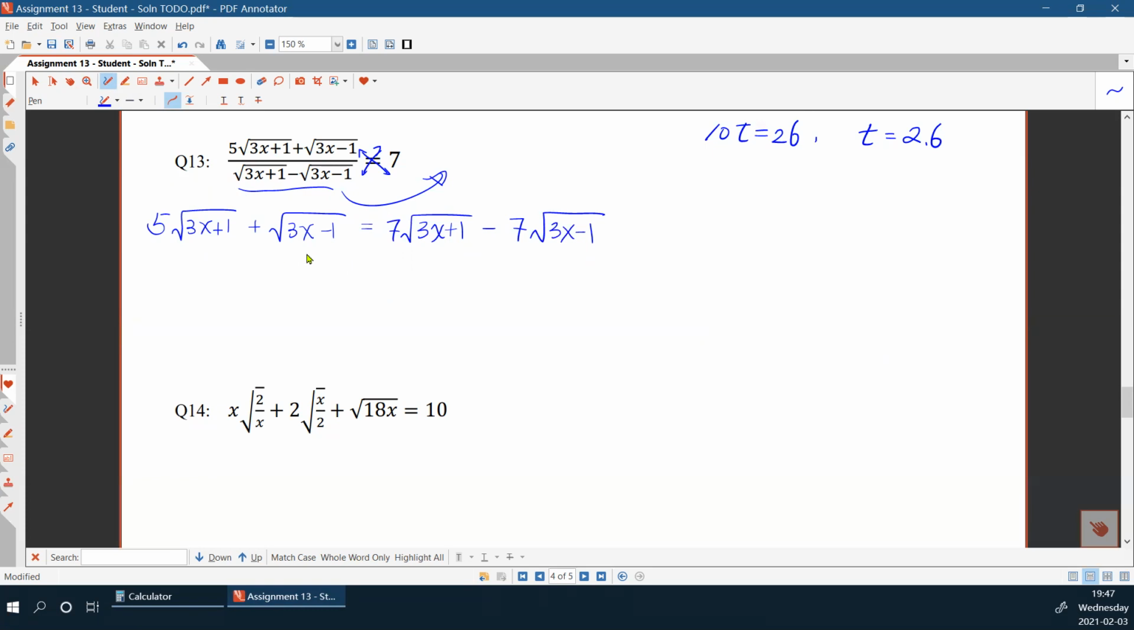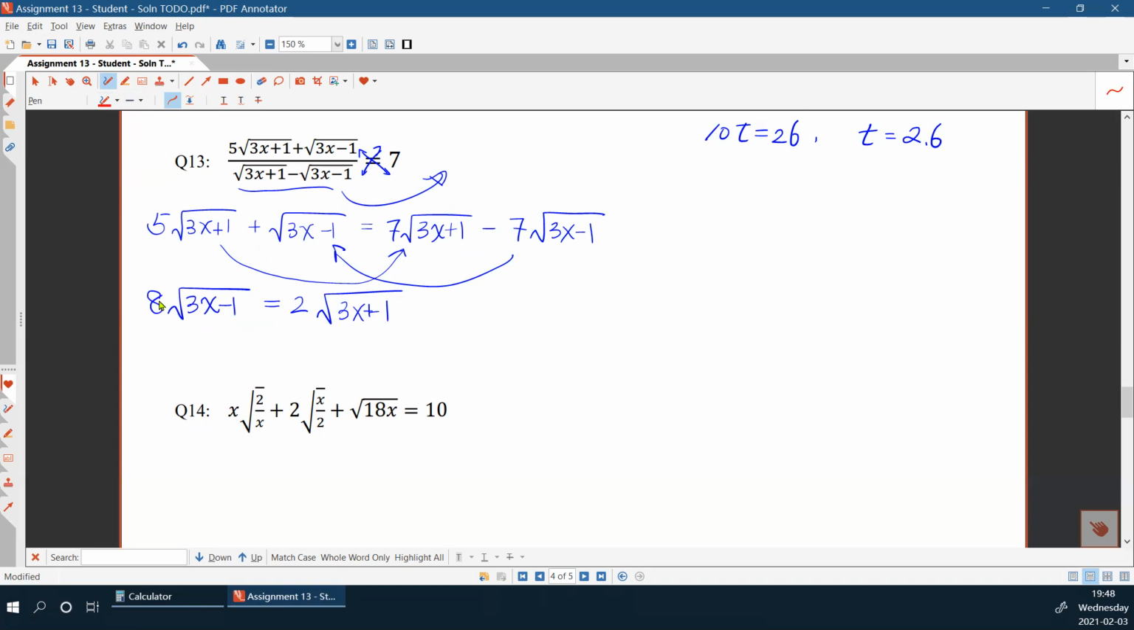And then we can merge these two and these two, right? So this gives you, okay, we can put this in the left-hand side and put this term on the left-hand side. This gives you 8 times square root 3x minus 1 equals 2 times square root 3x plus 1, right?